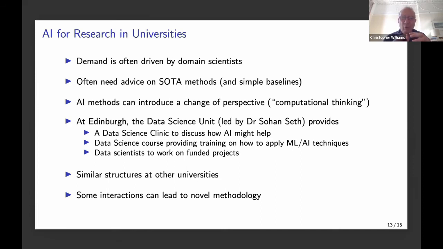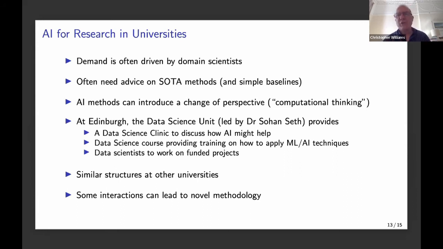So that's one way in which that knowledge about how data science can be applied in the scientific domain can be built up, and that group can build up a knowledge of that. And of course, that's what we're doing in Edinburgh, but I'm sure there are similar structures at other universities. In fact, I know that's the case.